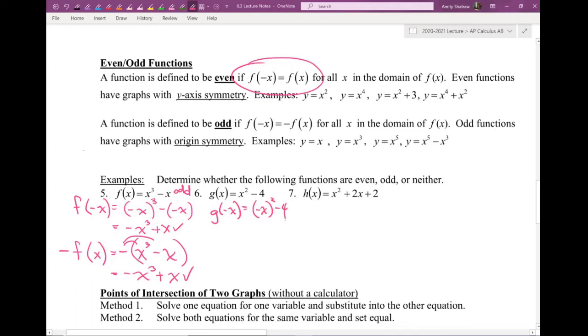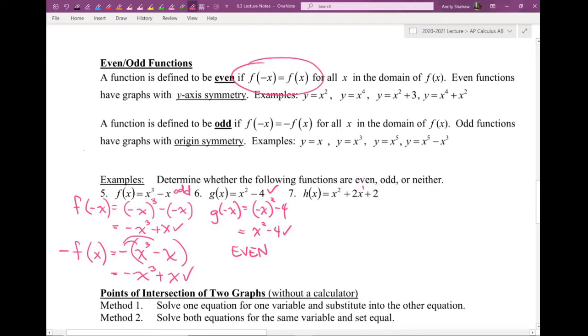Yes, that works. Look, negative x times negative x is a positive x squared minus 4. This matches that, and therefore this is even. Okay, the last one. I already told you the answer, so you could tell me you're pretty sure the answer is neither, because this is even and this is odd. Yes, I agree. Okay, but let's actually try it.